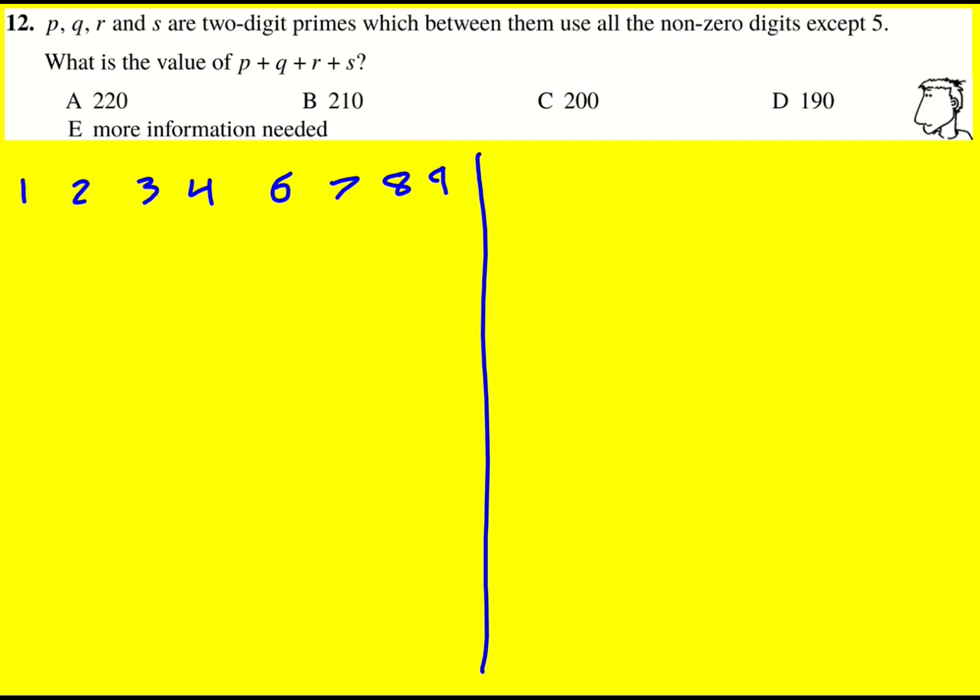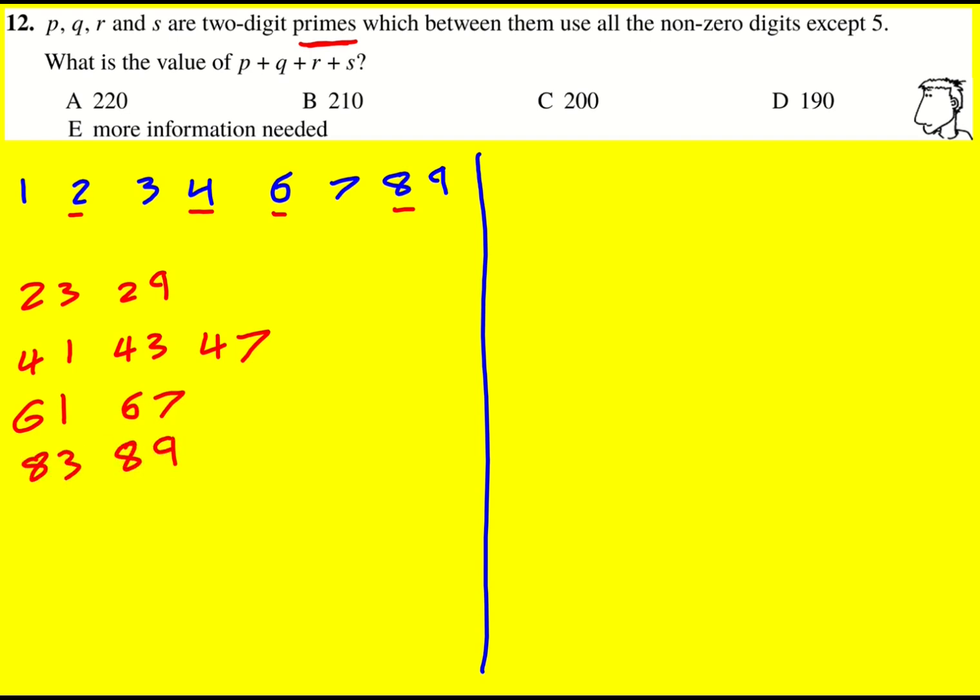Now we want to get prime numbers, so it must be that the primes are going to start with 2, 4, 6, and 8, because they can't end in it. So I decided to write down my primes that start with a 2. That's 23 and 29. And then with the 4, we've got 41, 43, 47, 61 and 67, 83 and 89. So those are the ones that we're going to be using somehow.